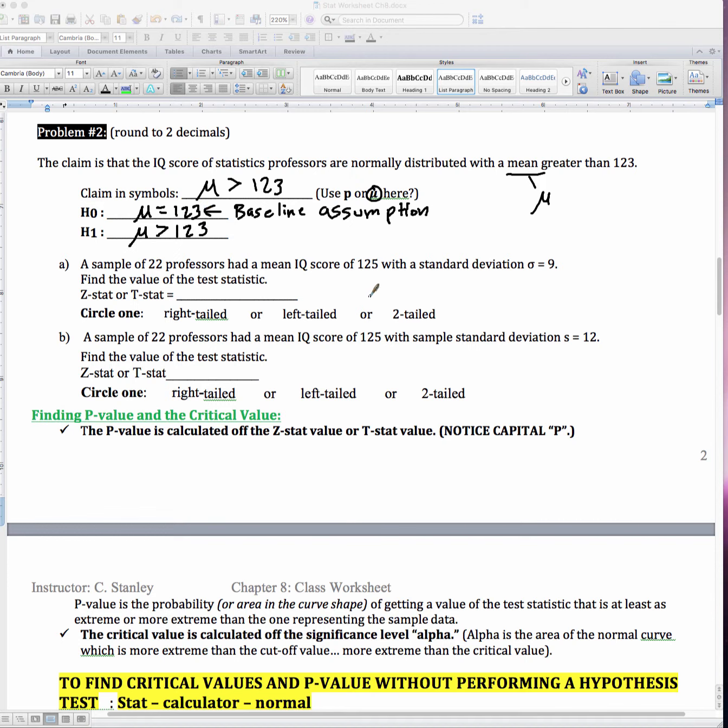Find the test statistic. Okay, so Z-stat or T-stat. So let's look. This is a mean. With means you have to be a little careful. Are we using this or are we using this? This is going to be Z-stat. This is T-stat. And I'll try to leave that up there for a little bit. And there's our standard deviation, so we should be using Z-stat.